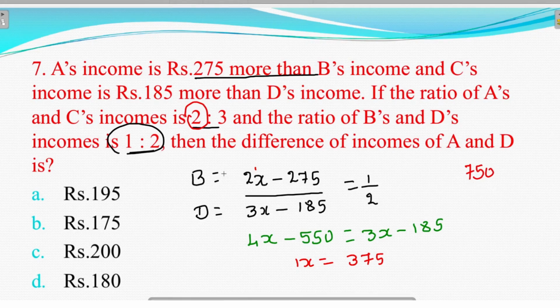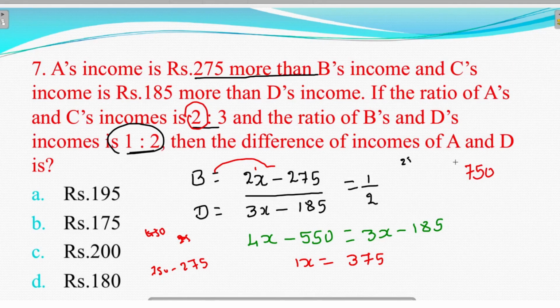Now B and D ratio, I know 1:2. Then D also I want. Let's find out B first. 750 minus 275 is the B income. How much will it be? 450. So how to do it? 750 minus 275. If I do that, I take 275 as base 300. 25 extra, 450 plus 25, 475. Double of that number.